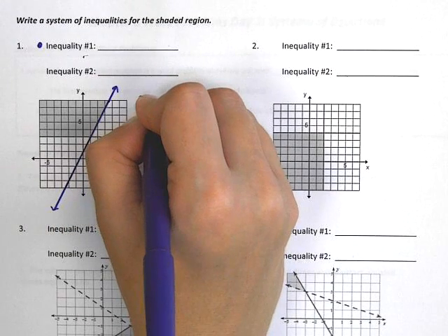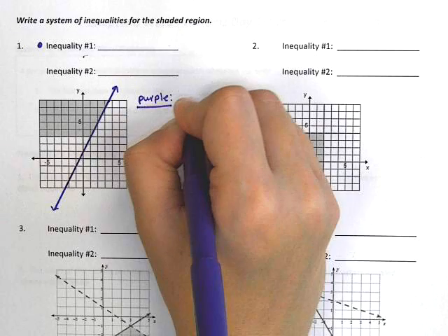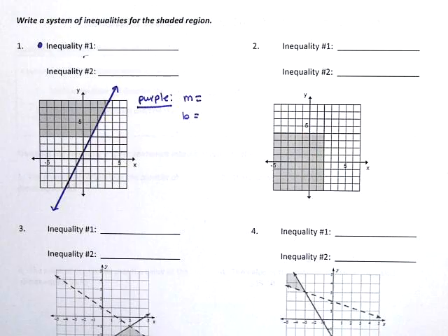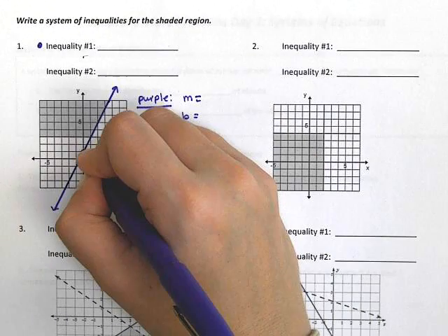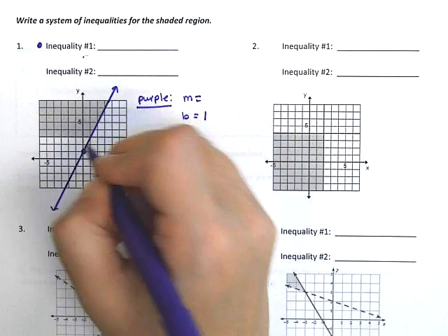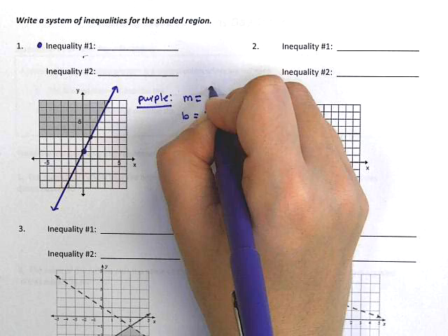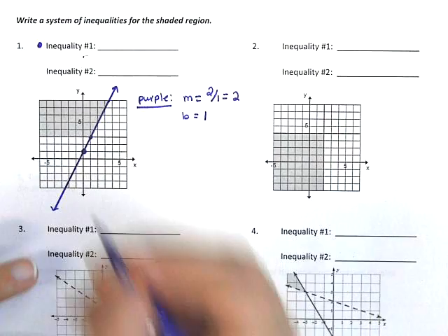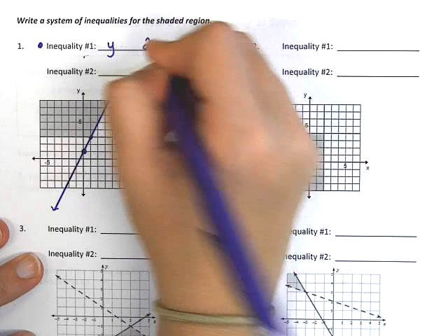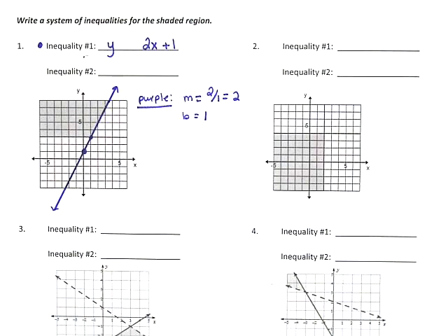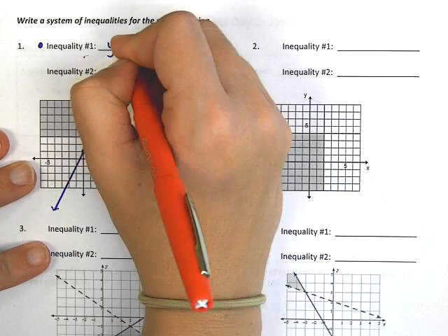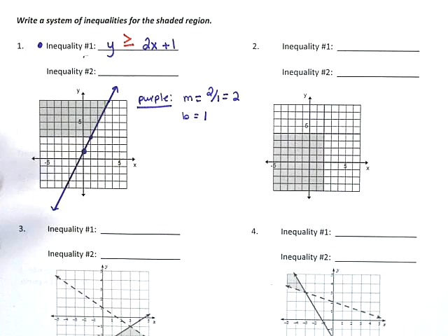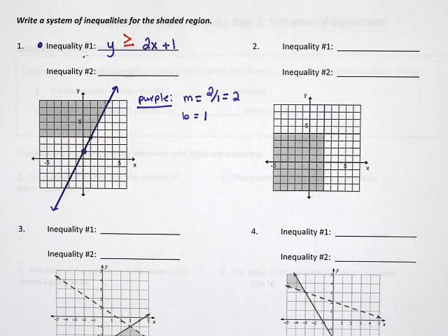So for the purple line, the slope and the y-intercept is the first information I need. The y-intercept here would be, let's see here, it crosses at the 1. And the slope would be up 2 over 1, which is 2. So I would fill in y and then 2x plus 1. Now for my symbol, it's a solid line and the shaded part is above the line. So I would make it a greater than and an equal to because it's above and it's solid. Now the second line here in this problem is a little bit tricky to see.